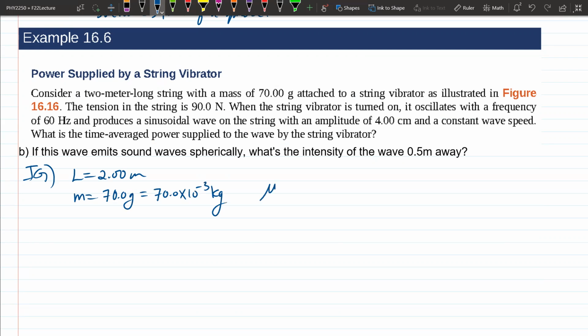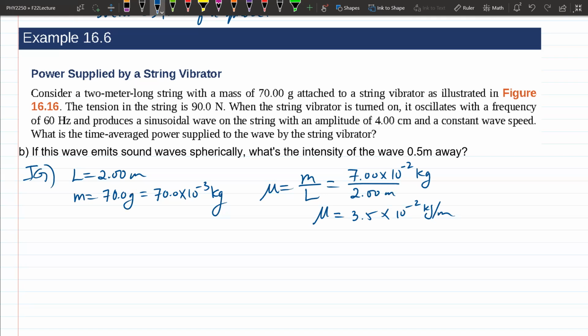So that tells me the mass density is the mass divided by the length: 70 times 10 to the negative 3 kilograms divided by 2.00 meters. In other words, it's 3.5 times 10 to the negative 2 kilograms per meter. That's the information I'm gleaning from this. And the string is under some tension. Remember, in this case we want to write F sub T, the tension force, is 90 Newtons.